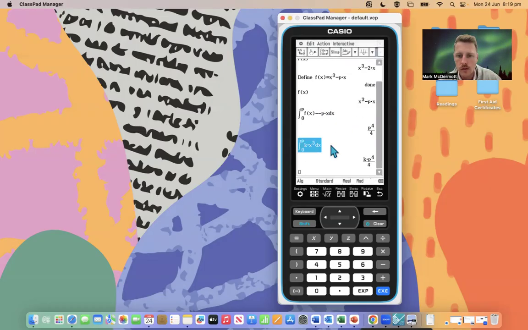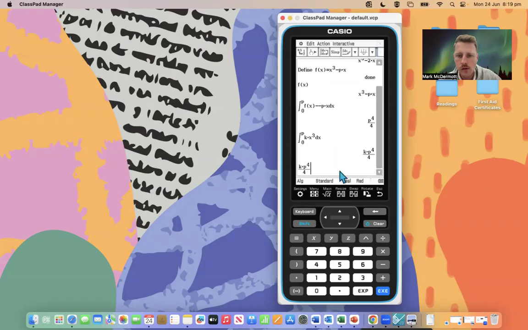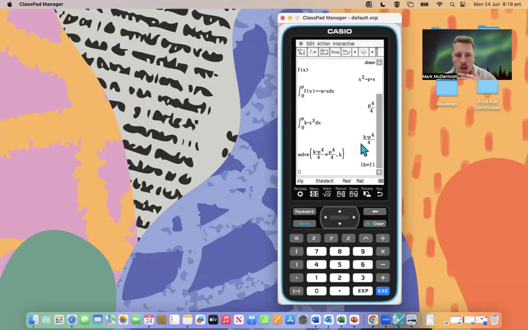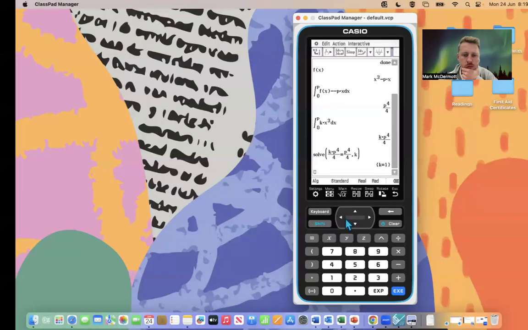Okay, so this thing needs to equal p to the 4 on 4. K equals 1. I don't know why I'm solving this. K is obviously 1. Solve K. K equals 1.